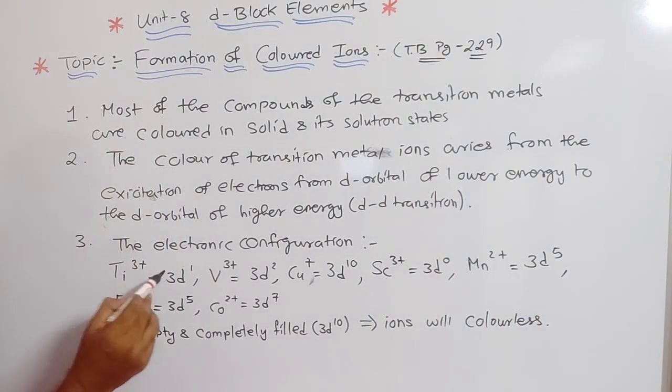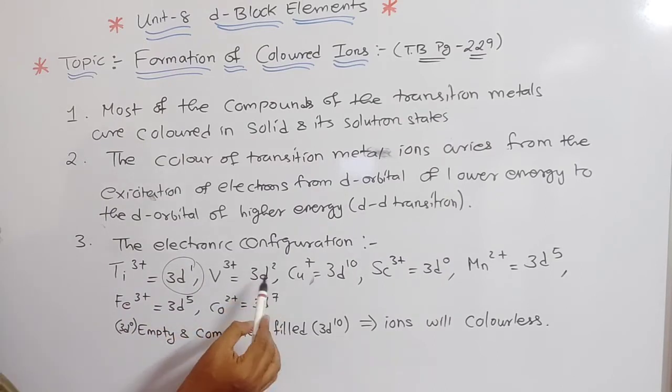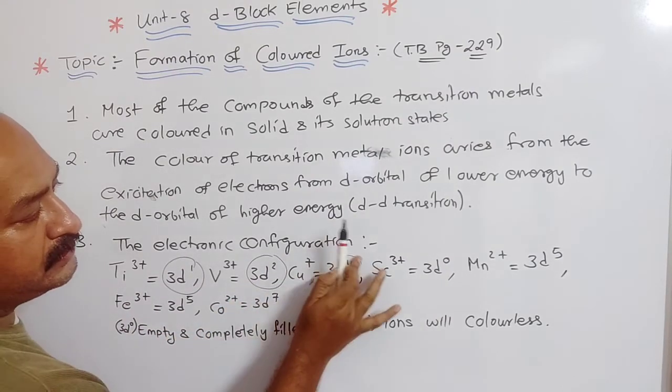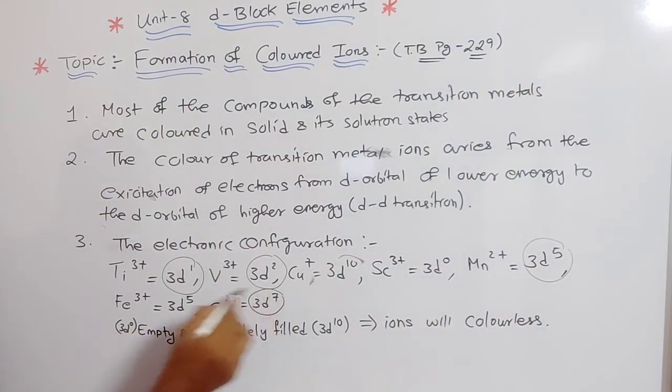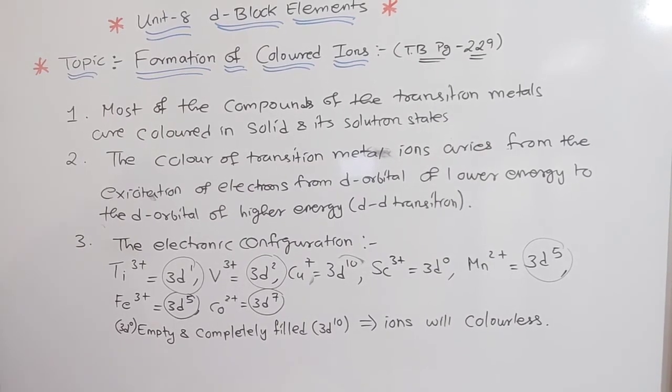Understood? And the remaining, which are incomplete, this all will impart colors. Which colors they impart is given in your book, in the table. So remember, empty and completely filled will be colorless, and the remaining will impart color. In your book it is given in table 8.8.